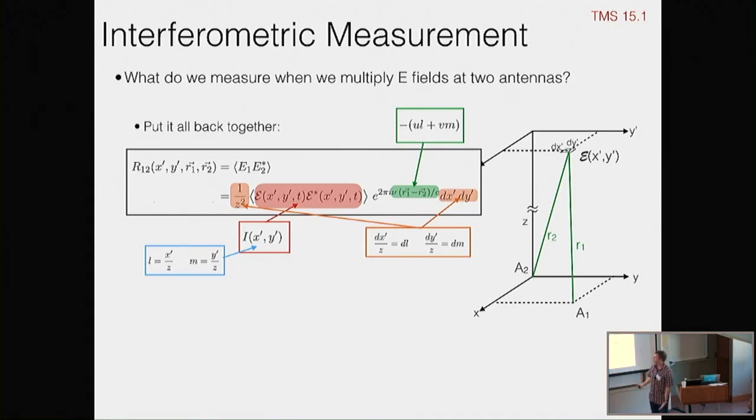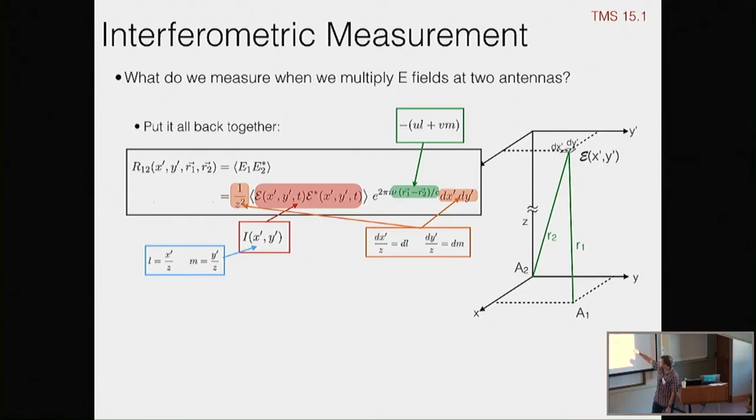So I just made a bunch of simplifications, which hopefully you're not furiously scribbling down. If you haven't seen this before, you'll just get it off the slides later or look in the book. But here is that equation. This is what it looked like. Here are all the things we simplified, right? So this becomes that.